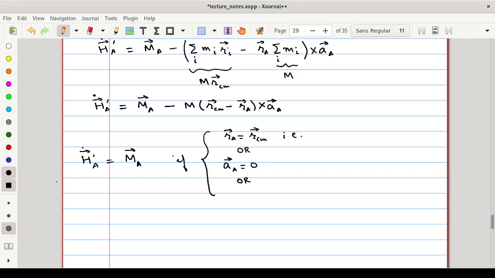So either A is the center of mass, or A is not accelerating.